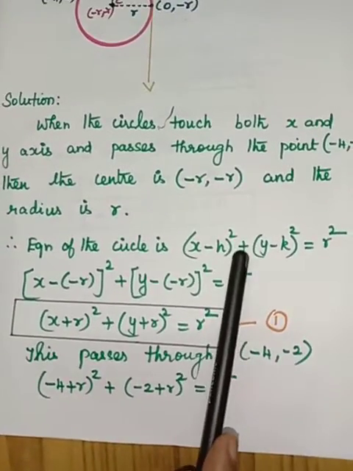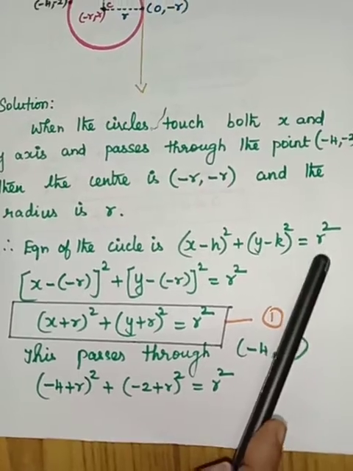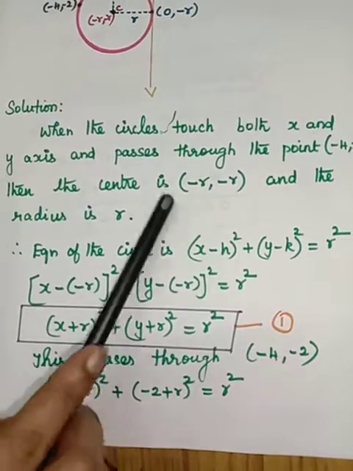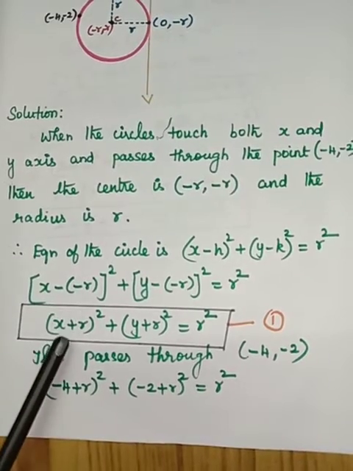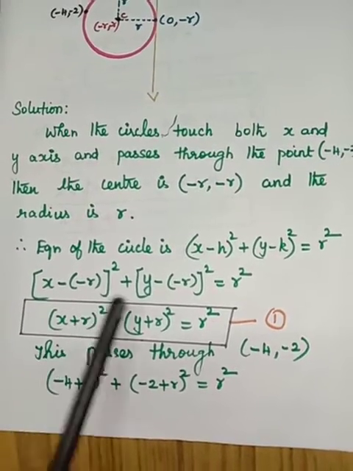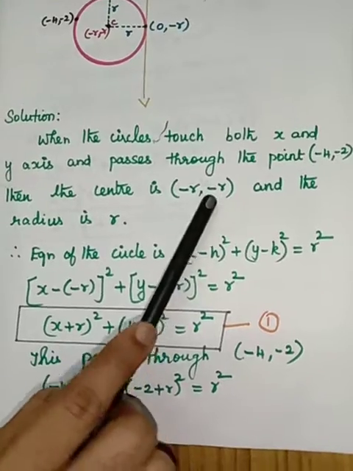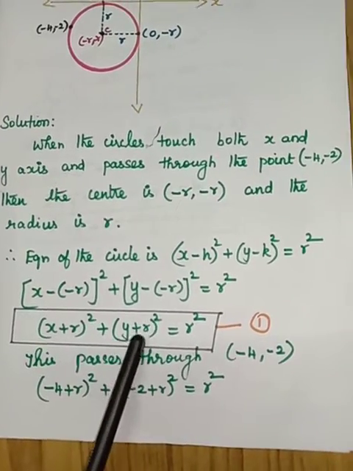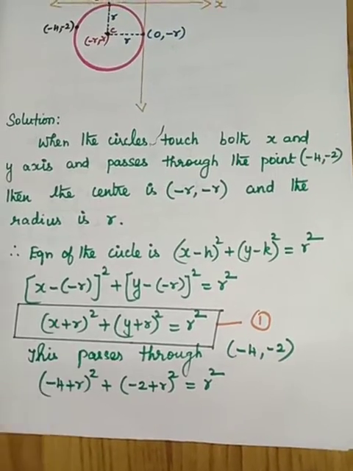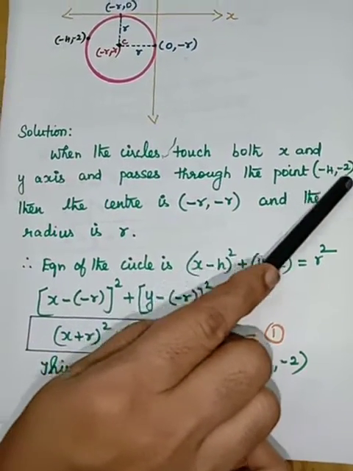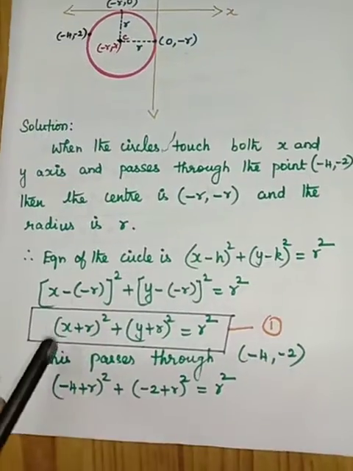X minus h the whole square plus y minus k the whole square is equal to r square. In the place of h, what will you write? Minus r. So minus into minus is plus. So x plus r the whole square. In the same way, your k also minus r. So it is y plus r the whole square is equal to r square. This circle passes through which point? Minus 4 comma minus 2. So you have to substitute this point.